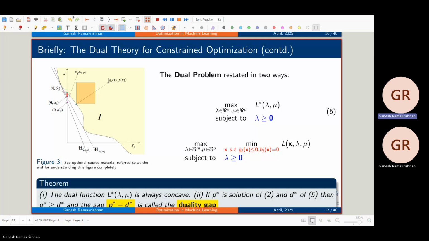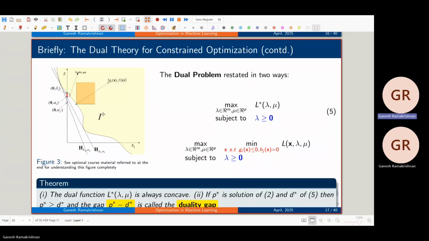What we are trying to show is two things. Remember, the dual was to maximize something. The primal was to minimize something. So our primal is going to be basically to minimize the intercept, the z-intercept of this curve. This curve corresponds to all the points which lie above f.